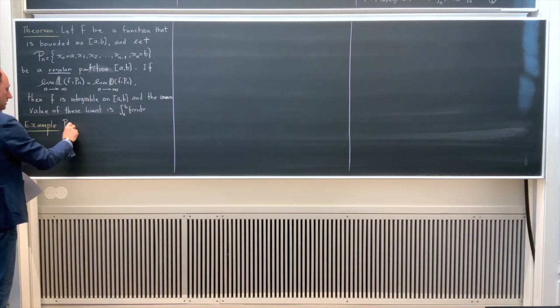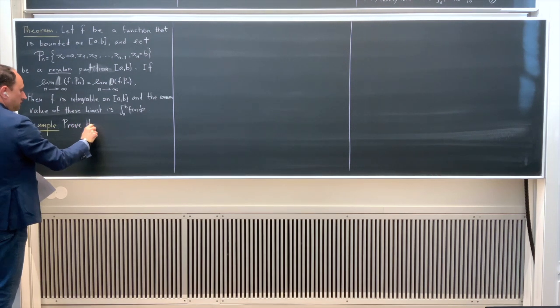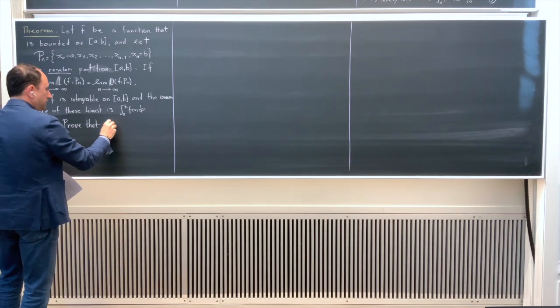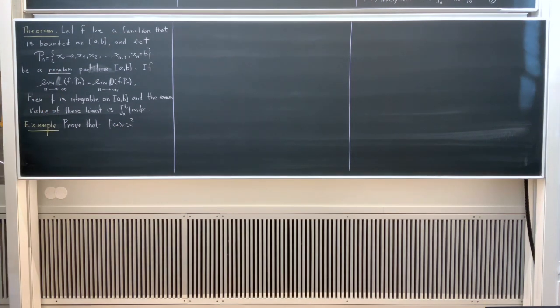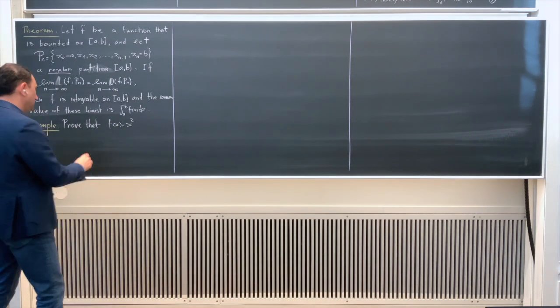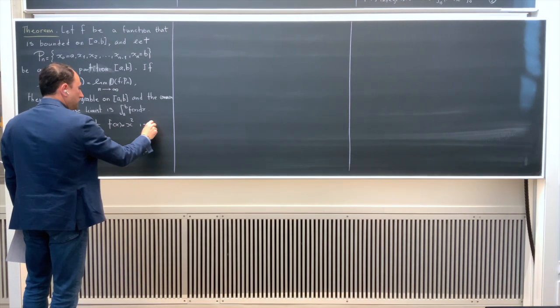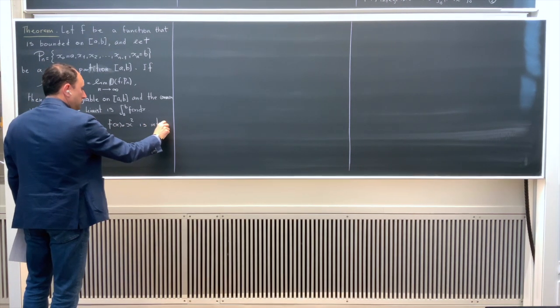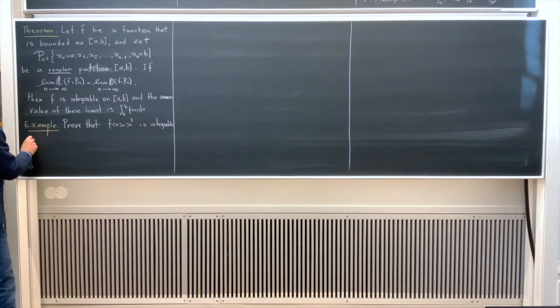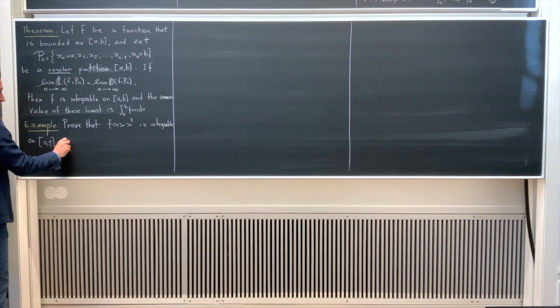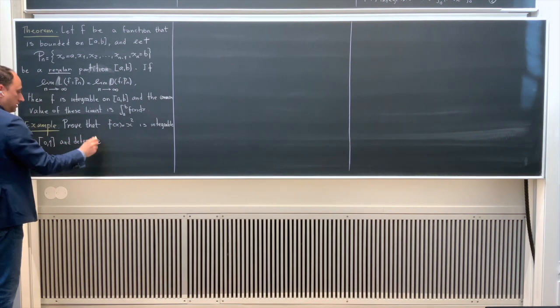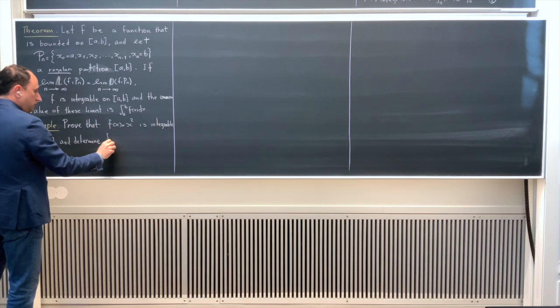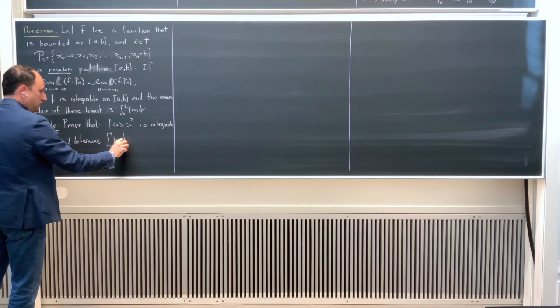Prove that if f(x) equals x squared, let me increase the level of difficulty a little bit, prove that this is integrable on 0 and 1, and determine the integral from 0 to 1 of f of x dx.